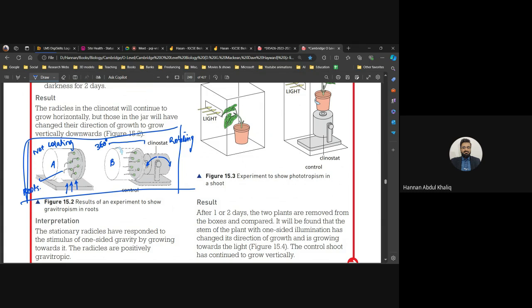Or you can say the gravity is only falling on one part of the plant, since you are not rotating it. Now you can see that since the gravity is only falling at one side of the plant, the root is clearly showing positive gravitropism in the A set. Is it apparent? Yes. In the B setup, why are the roots straightened?